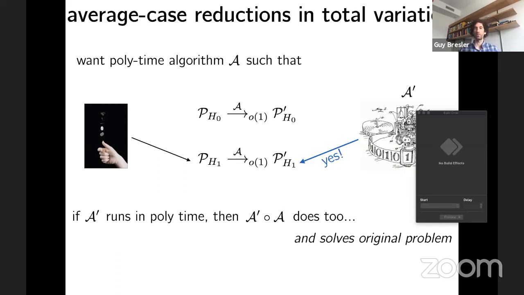Conversely, if the original problem was indeed hard, this would rule out the existence of a polynomial time algorithm A prime for the P prime problem. Okay, so hopefully this makes sense. This is a little bit more delicate of a notion of reduction than the worst case one.